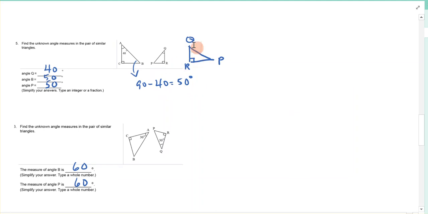Now, same idea. I redrew this triangle so that I could see it better. And I know that that's 90 and that's 40, so this one has to be 50. So I do know that. And then angle Q up here has to be the same as this one, so that's 40. Angle B has to be, we said we figured it out, it was 50. And angle P then matches B, so it will be 50.